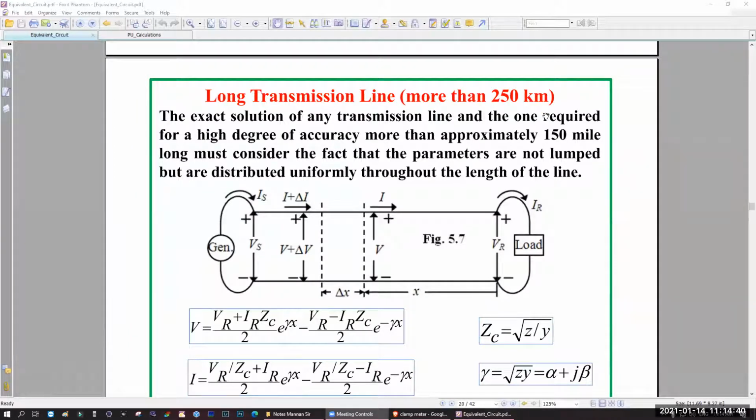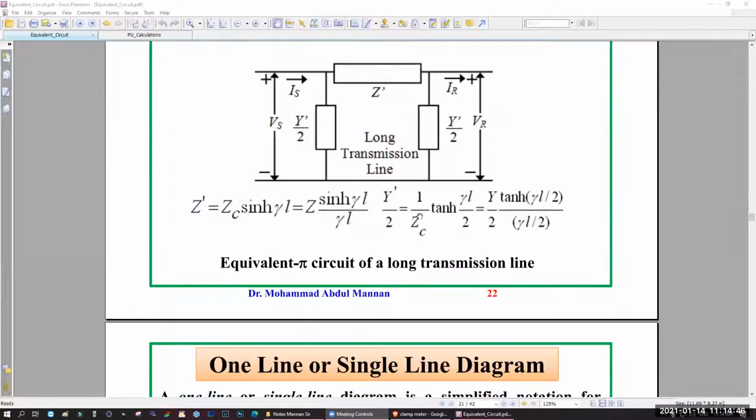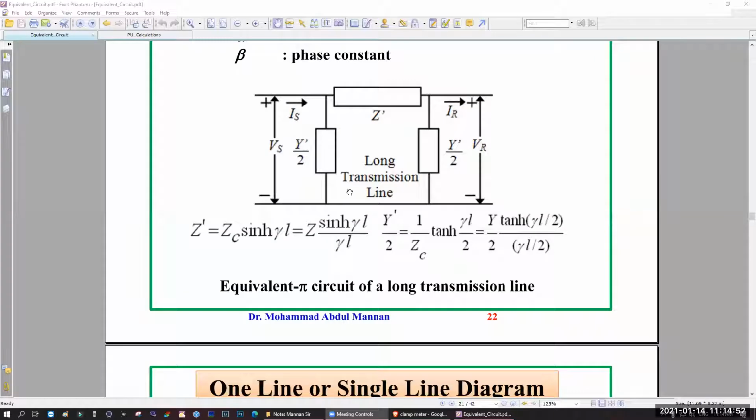Now this is the long transmission line. It is more than 250 kilometer. This is the long transmission line. I'm not going to go through all of it. Not needed. So the equivalent pi model or pi circuit for long transmission line, you have already seen. Pi model means what? This one is Z, this one is Y by 2, this one is Y by 2. Okay? This is a pi model, right?